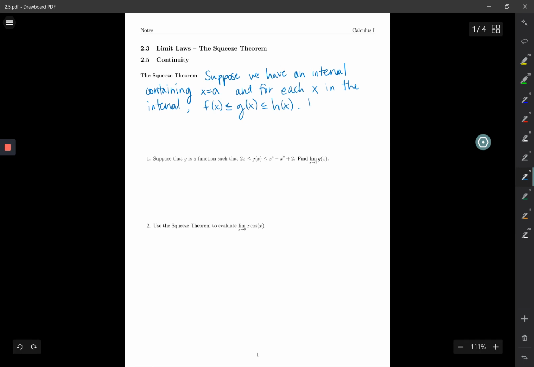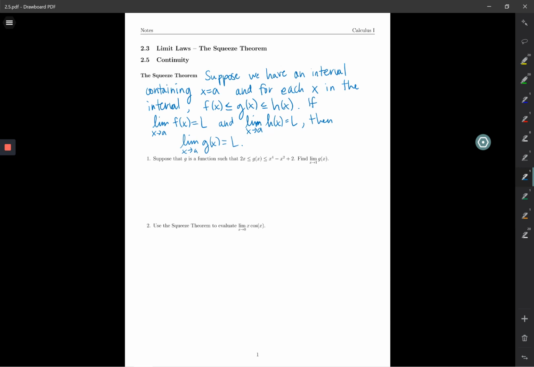And if we have that the limit as x goes to a of f of x is equal to L, and the limit as x goes to a of h of x is equal to L, then that forces the limit as x goes to a of that function that was in between them, g of x, that also has to be equal to L.